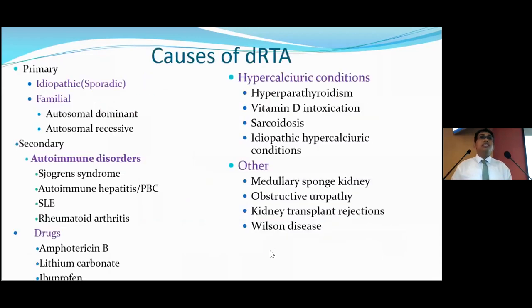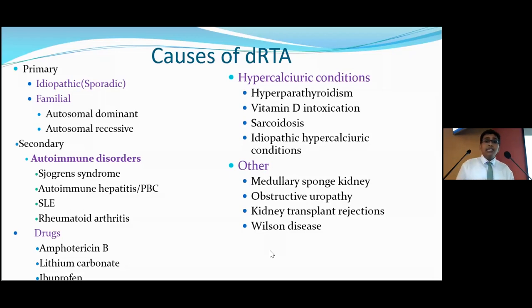Okay, what are the causes of distal renal tubular acidosis? There are primary causes, which can be idiopathic, meaning sporadic cases, and familial primary distal renal tubular acidosis. There are mainly two inheritance patterns, autosomal dominant and autosomal recessive. There are several secondary causes, mainly autoimmune disorders like Sjögren syndrome, autoimmune hepatitis, primary biliary cholangitis, SLE, and rheumatoid arthritis. Drugs like amphotericin B, lithium carbonate, ibuprofen, and trimethoprim can cause distal renal tubular acidosis.